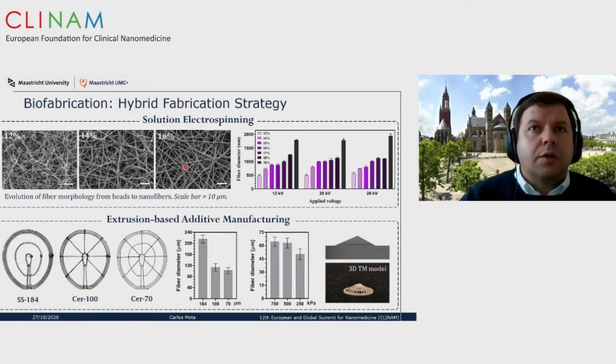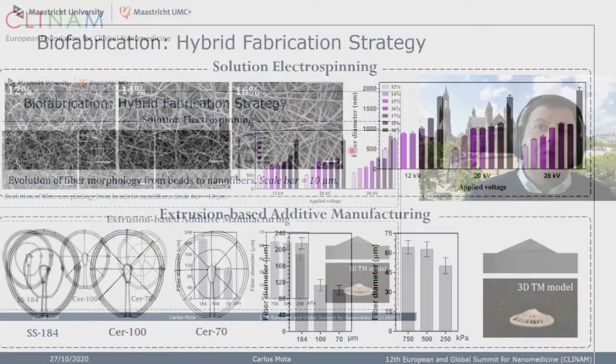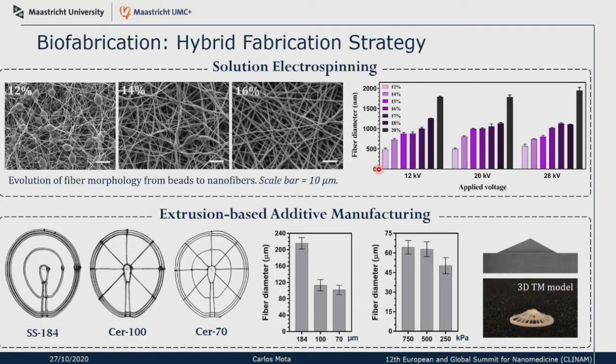On the fabrication, we tried to optimize the fabrication strategy. We tried to go to the nano or submicron size of the nanofibers. There are a lot of processing parameters that we optimize, for instance the polymer concentration, the polymer that we can use, and the electrical field that allows us to generate these submicron fibers. By playing with the parameters, we can generate fibers of around 500 nanometers.